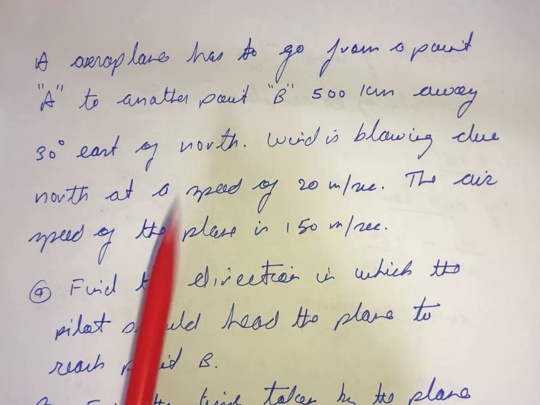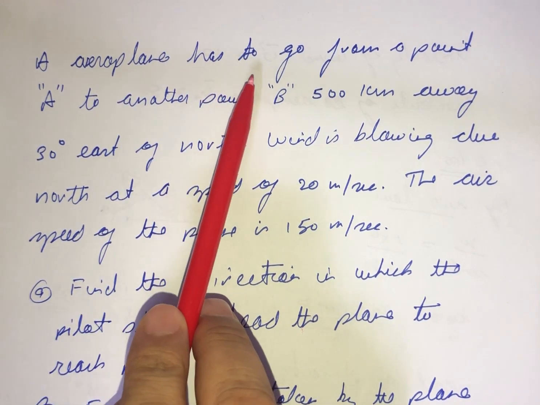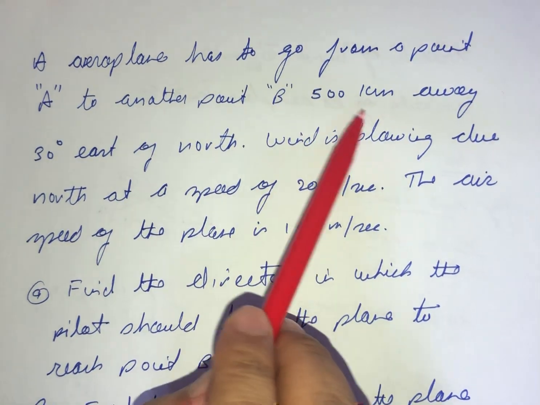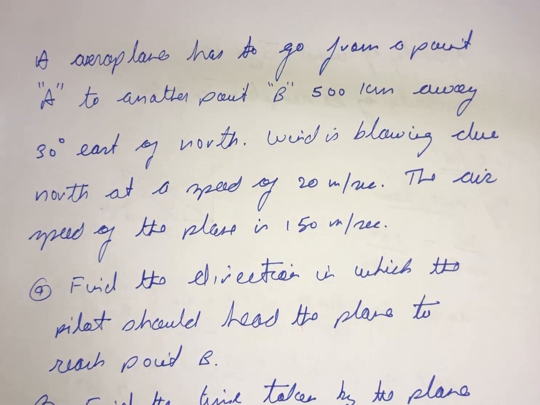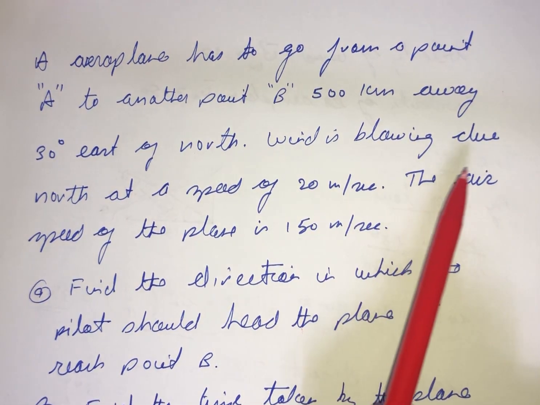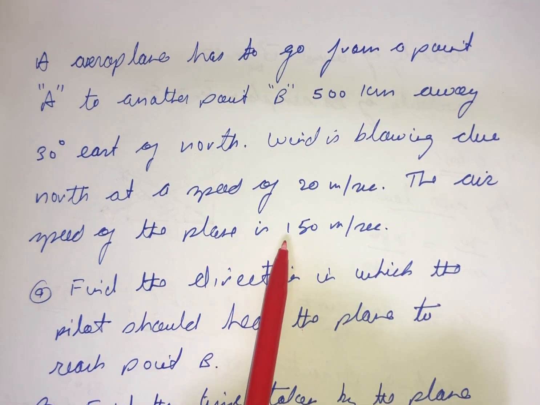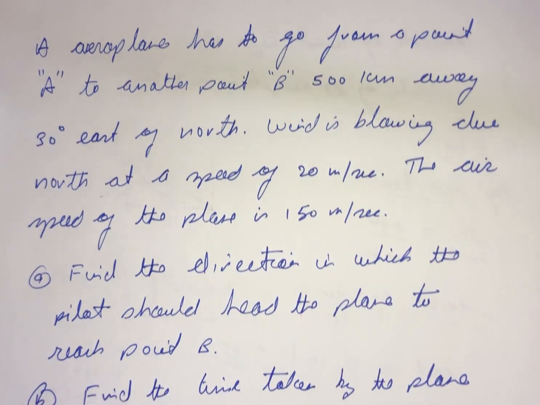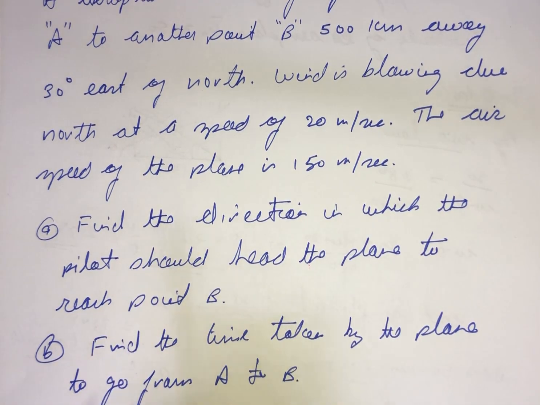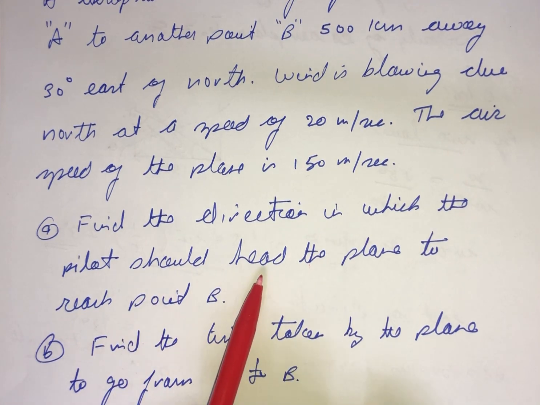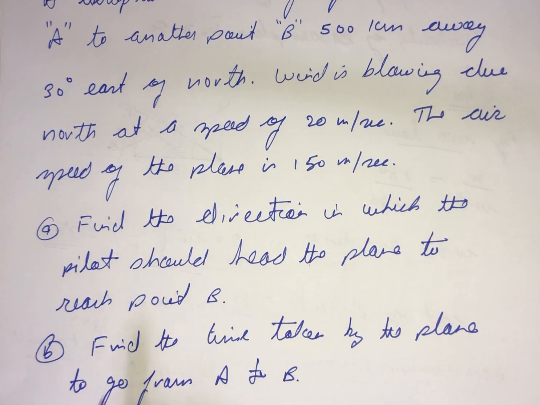This is a very interesting question. An aeroplane has to go from a point A to another point B, 500 km away, 30 degrees east of north. Wind is blowing due north at a speed of 20 meters per second. The airspeed of the plane is given as 150 meters per second. So we have to find out two things. First, find the direction in which the pilot should head the plane to reach point B, and second, find the time taken by the plane to go from point A to point B.